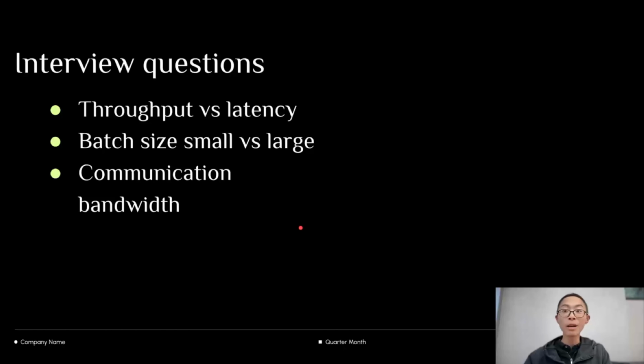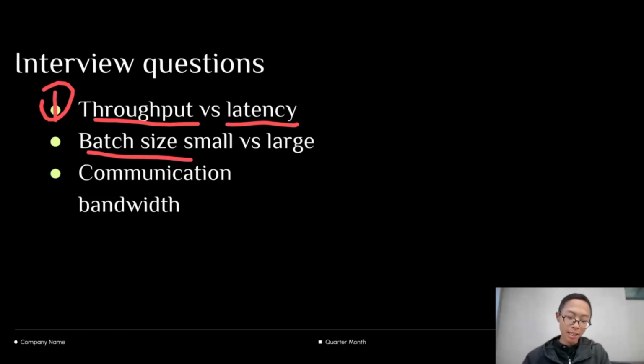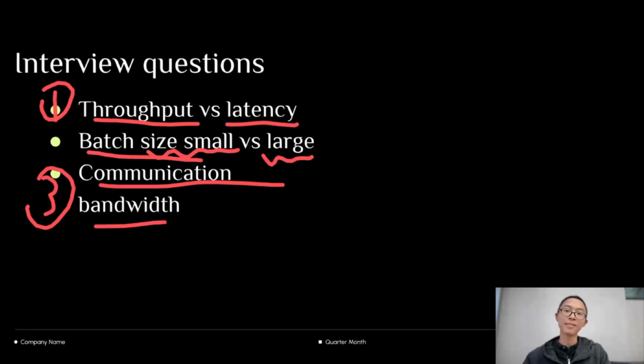What to take away from this lecture? There are 3 interview questions that you will master. One is throughput versus latency. Which technique is good for throughput and which one improves latency? In addition, for each of the techniques, is it better for smaller batch size or larger batch size? Third, what are the trade-offs of using parallelism, such as communication and bandwidth?